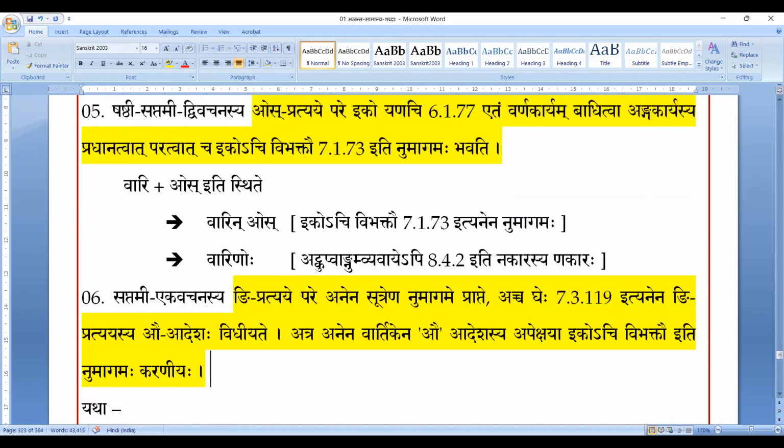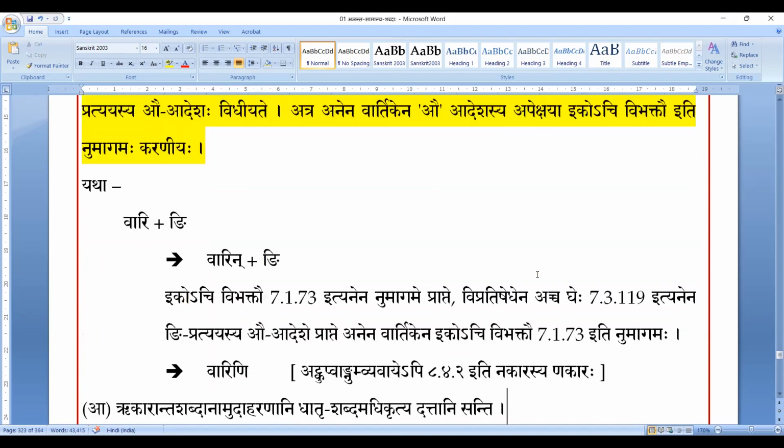Then Saptami, Ni. Achageke by that, Karantasya Akaradesha Pratyasya Ukaradesha, right? So that Achageke will be replaced by Au Adesha, Autum. This is outward. But by this Vartika, what will happen? That Autum will be negated. Even though the Numagama Sutra is Purva Sutra, that alone will apply. So therefore we get Varini.